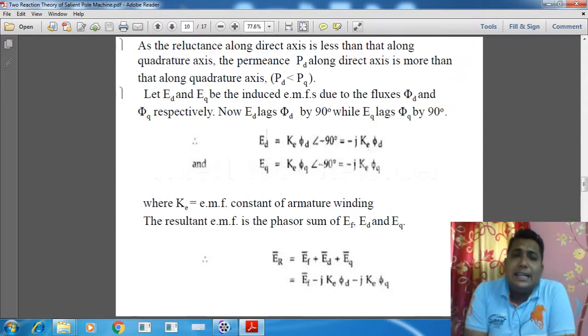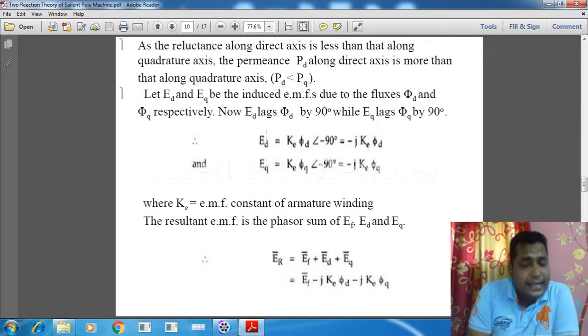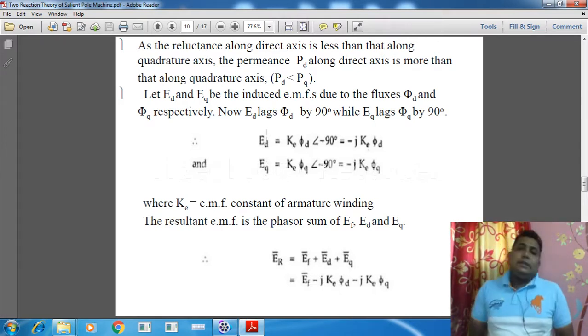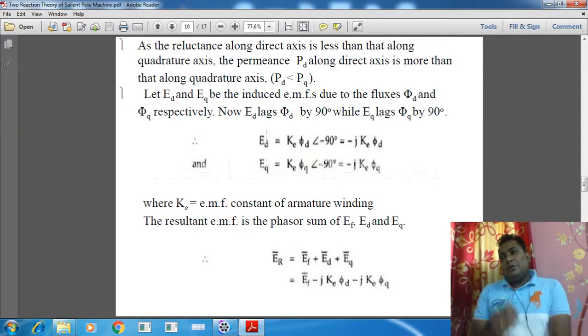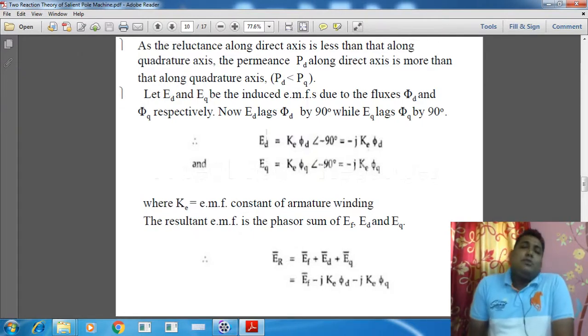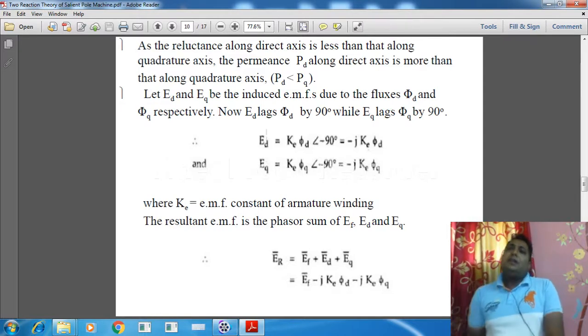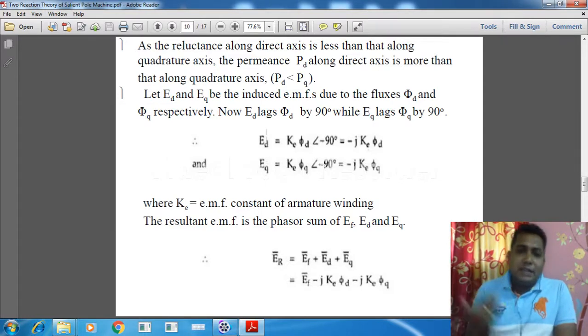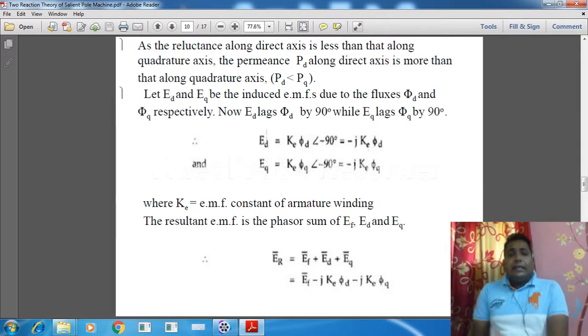Yes, as the reluctance along the direct axis is less than that along the quadrature axis, the permeance Pd along the direct axis is more than the quadrature axis. That means the ability to generate the flux, the flow of the flux, will be higher. So let Ed and Eq be the induced EMF due to the fluxes.